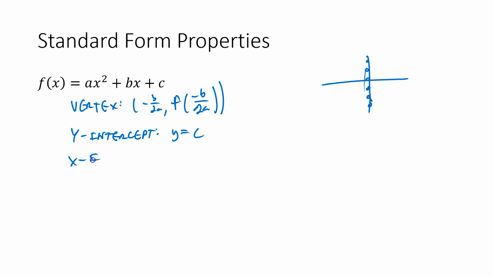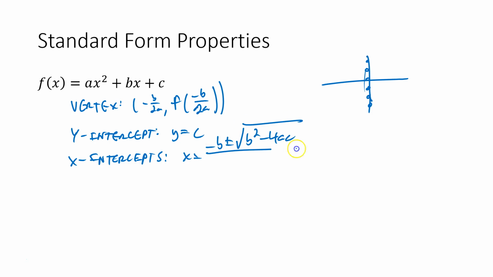The x-intercepts are harder to get. The x-intercepts, you may remember this, are gotten by the quadratic formula. So there are two of them. x equals negative b plus or minus, that's where we get two of them, the square root of b squared minus 4ac all over 2a.